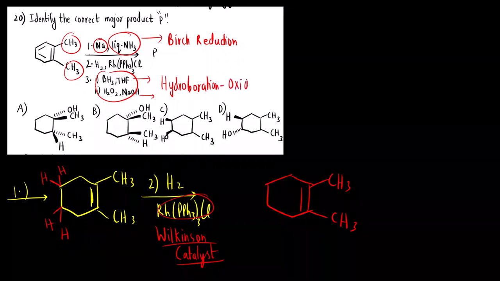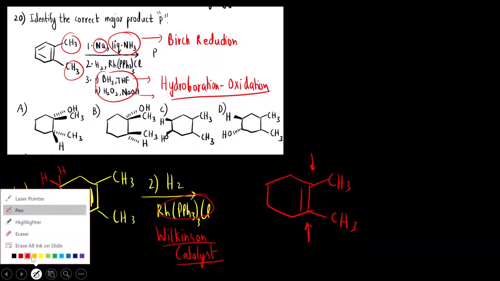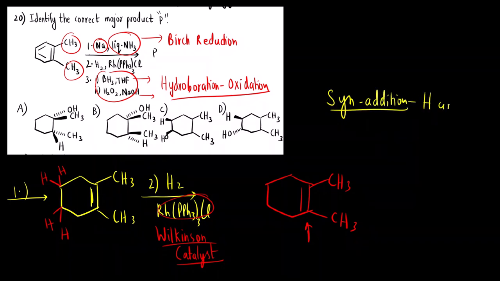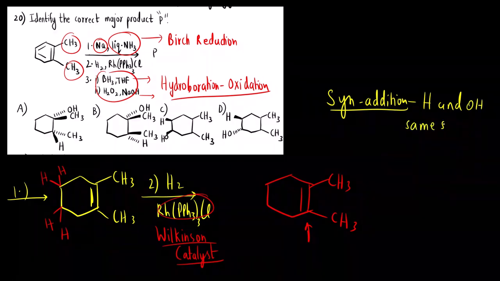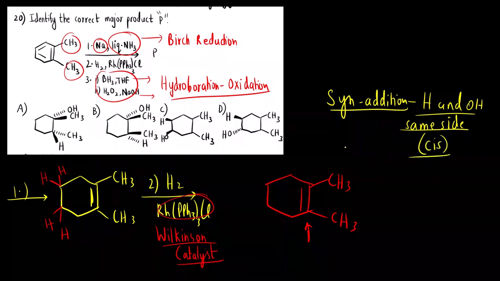It is anti-Markovnikov rule. But both are identical. It is a symmetrical alkene, so we can add at any place. And it is a syn addition. What is the meaning of syn addition? Syn addition means hydrogen and OH of water are added from the same side of the double bond. Means they are going to be cis.